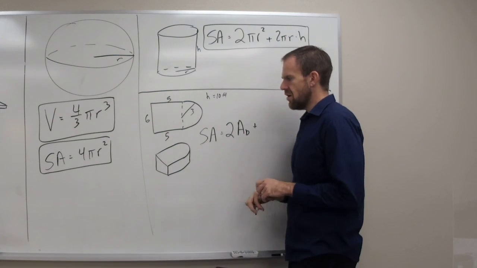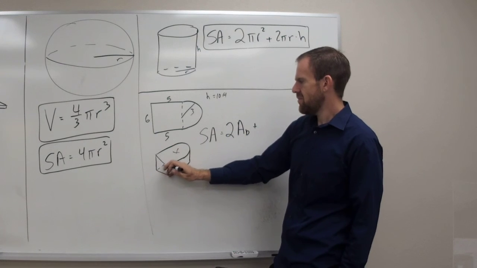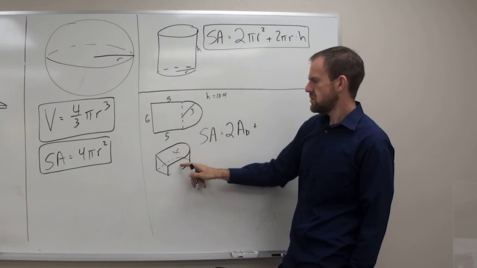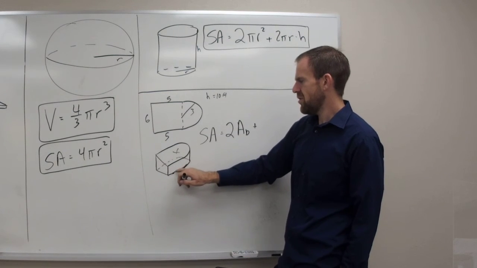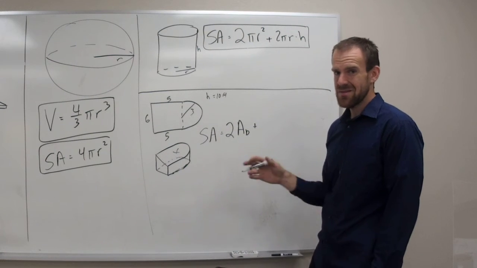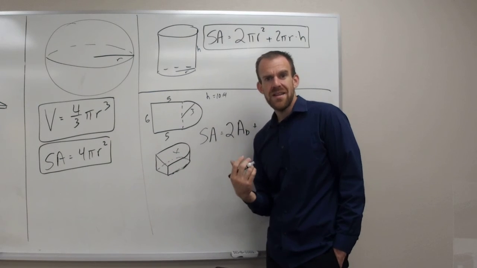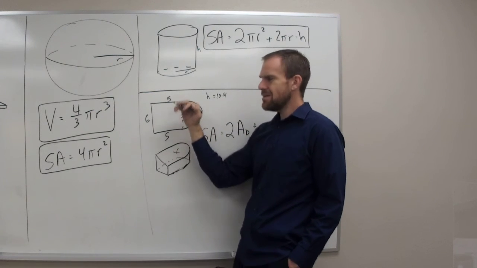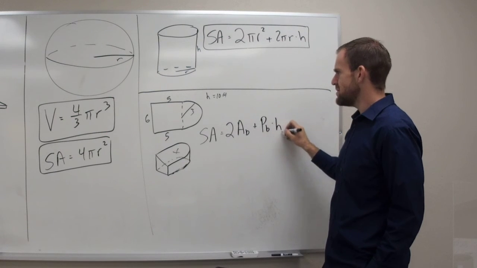Okay, so I got the top, because I did the area of the base. I got the bottom. I got that guy. Whoa, I ruined my perfect drawing. Anyways, it's not perfect. I'm not perfect. It's okay. I need this side part. The way we find that for any shape where it's the same shape all the way through, like these are, is that we'll do the perimeter of the base times the height.